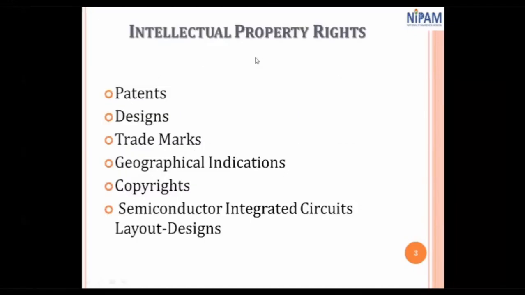There are six intellectual property rights: patents, designs, trademarks, geographical indications, copyrights, and SICLDs. These six constitute the intellectual property rights. I will be discussing all of them, and as ma'am mentioned, whatever questions you have, you can simply type in the chat box and we'll discuss them at the end of the session. I'll talk about each of them in the upcoming slides.